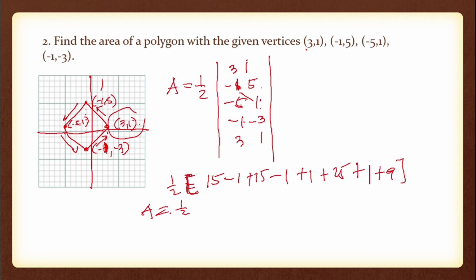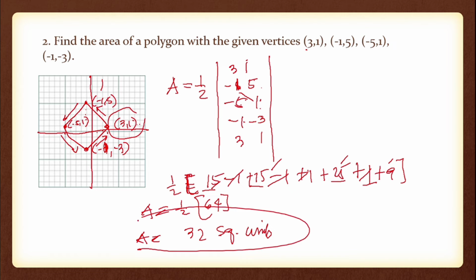So the area is 1/2 of 15 plus 15, 30 plus 25, 55, plus 1, 56, plus 9, so 30, 55, and 64. So the area is 1/2 of 64, that is 32 square units. So again, even though you started here or here, the same answer.